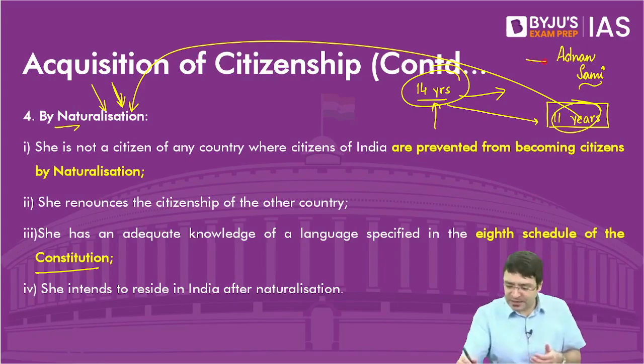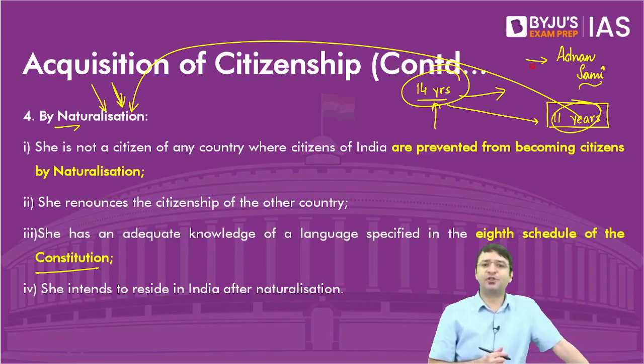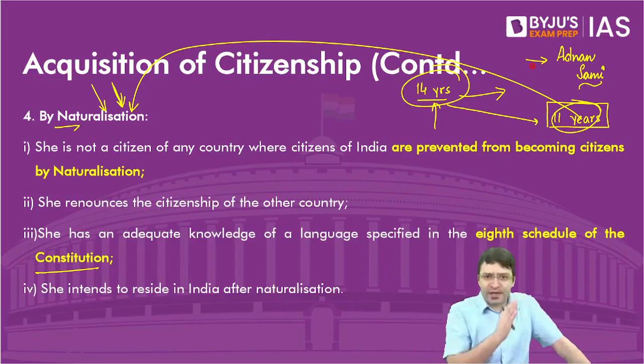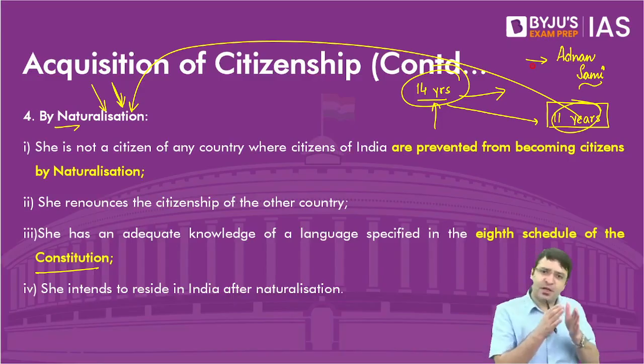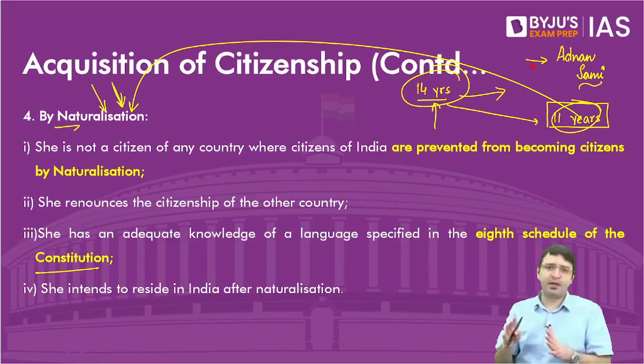For example, Adnan Sami was given the citizenship of India through naturalization because he was not born in India. He was not born to an Indian parent outside India. He was not married to an Indian. But now he still wants to become an Indian citizen. So what you have to do, you have to fulfill some conditions.